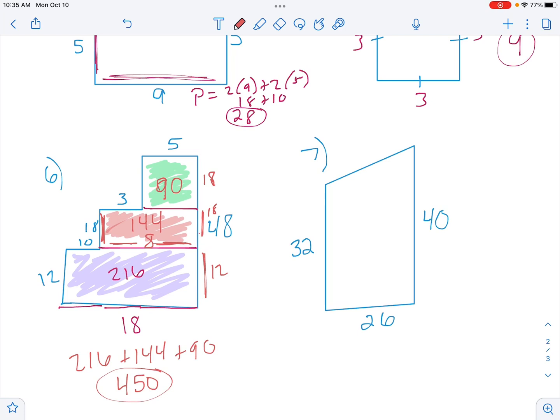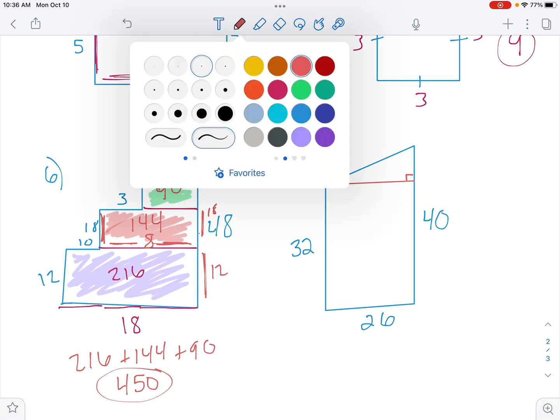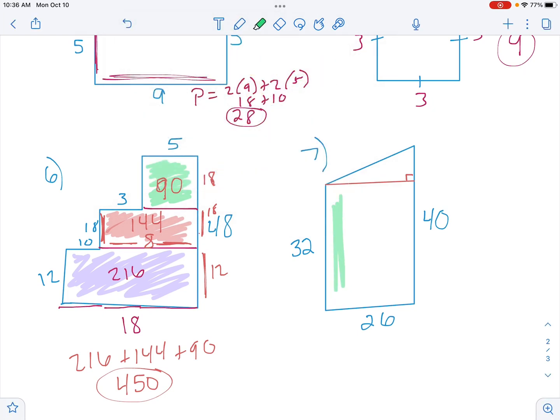How could I make this figure look like the figures that I know? I could draw a line right here. Make that a triangle, right? So for the square, or for the rectangle, this guy that I'm making green, I would do 32 times 26. So we can go ahead and find the area of that guy. Base times height, 32 times 26 is 832.